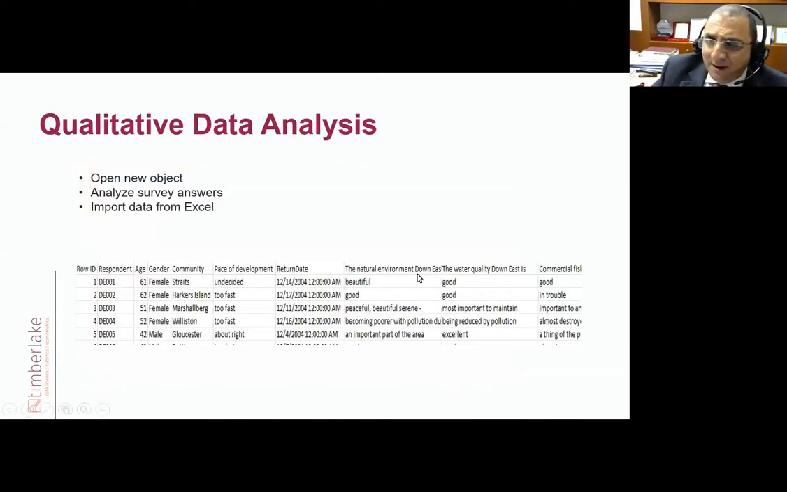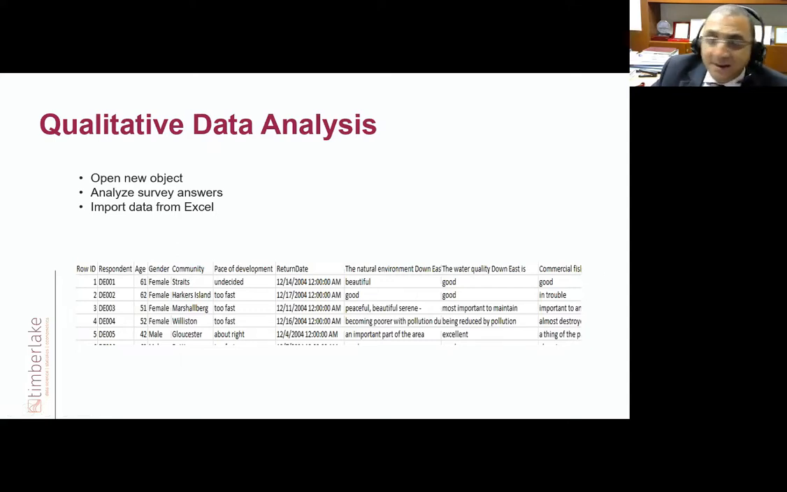This is an example I'm trying to show you of how we can explore the data under NVivo. Here, again, it's qualitative data analysis. This is a survey that was asked of several people. We have the row ID, where you can see that this is the individual answering the survey questions. So when that took place, the age of the respondent, the gender, community, and so on. And then there are a few questions that the respondent was answering. The first one was about the natural environment in the neighborhood, the water quality also, and then other questions.